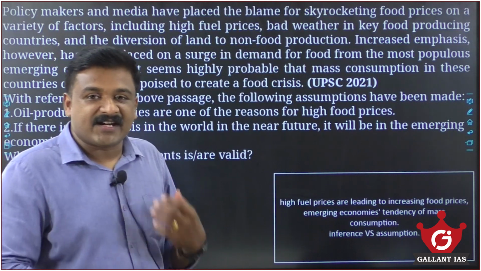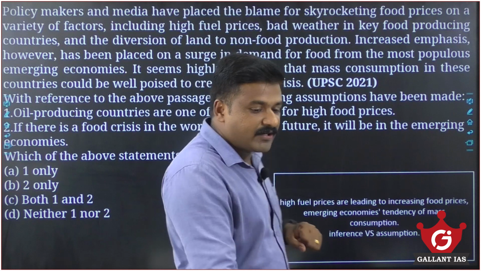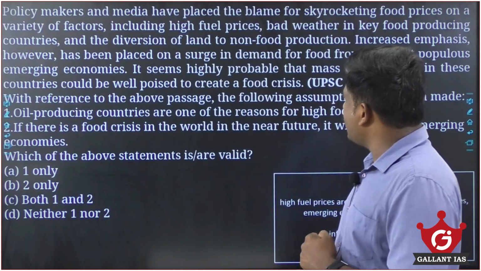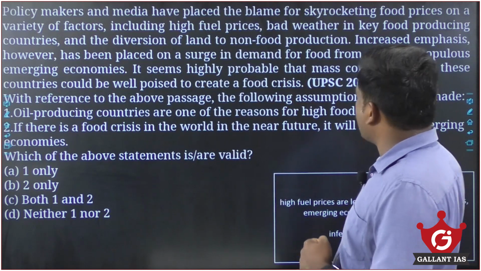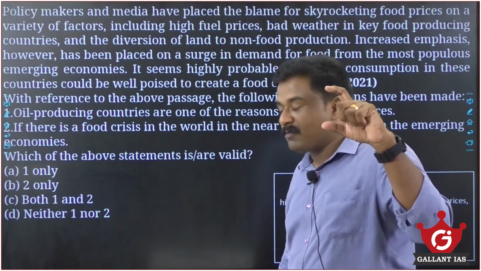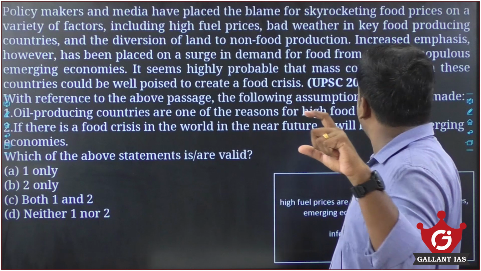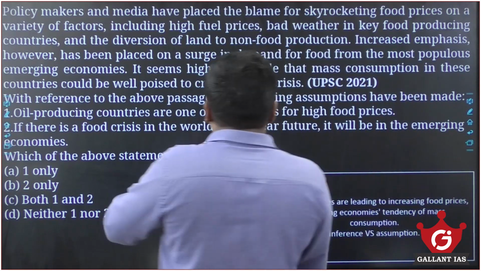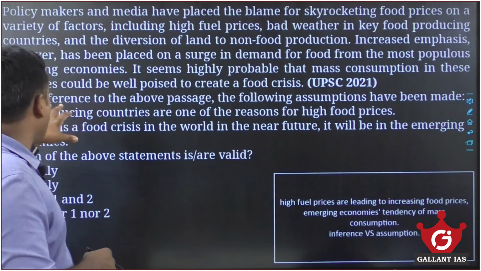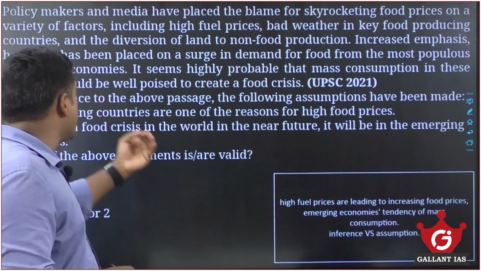This passage is taken from 2021. The passage goes like this, let's read it out. Policymakers and media have placed the blame for skyrocketing food prices on a variety of factors, including high fuel prices, bad weather in key food producing countries, and the diversion of land to non-food production. Increased emphasis, however, has been placed on a surge in demand for food from the most populous emerging economies.